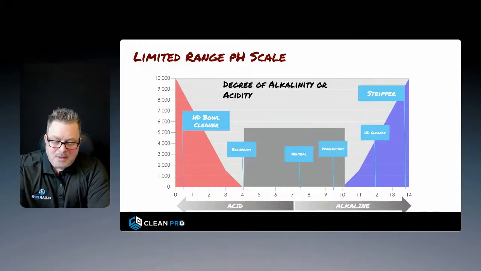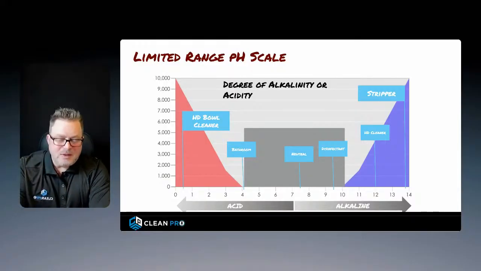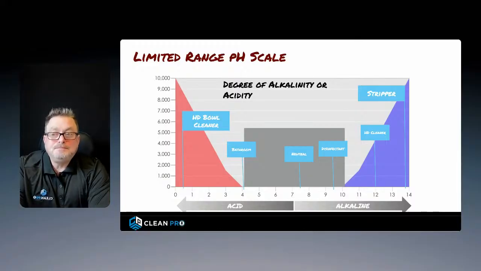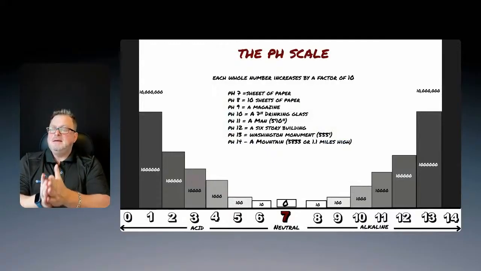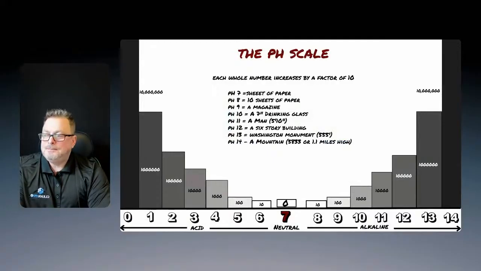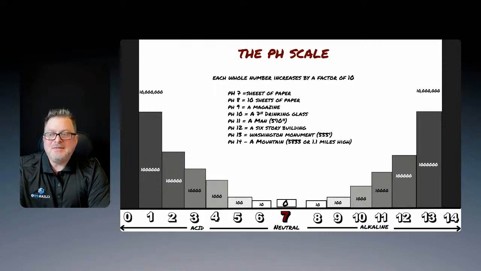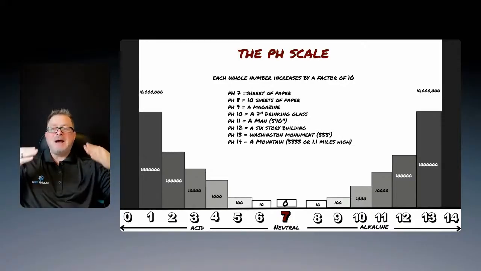Now, to give you the best visual that I've ever come across for the pH scale is this. You're going to see that 7 is 0. 8 is a 10. 9 is 100. 10 is 1,000. 11 is 10,000. 12 is 100,000. 13 is a million. And 14 is 10 million as far as power goes.